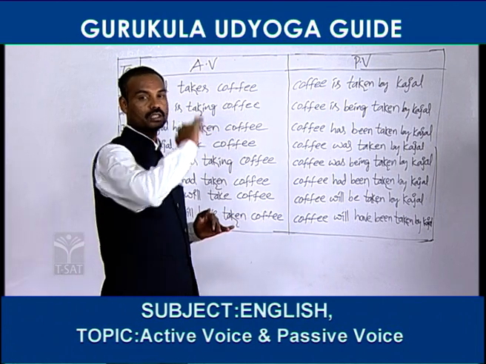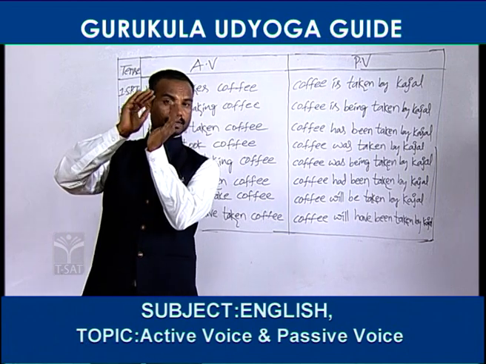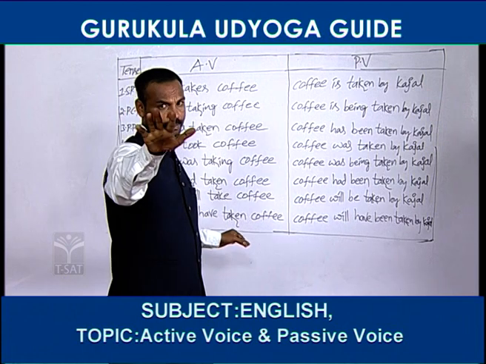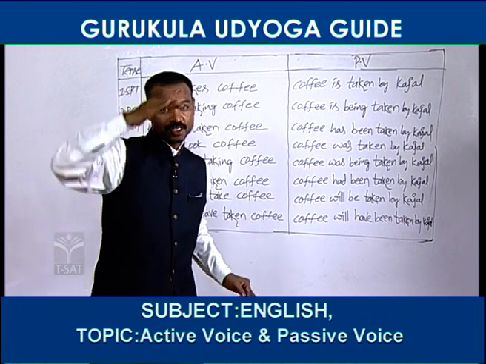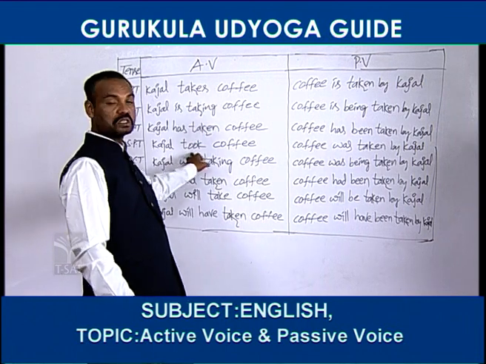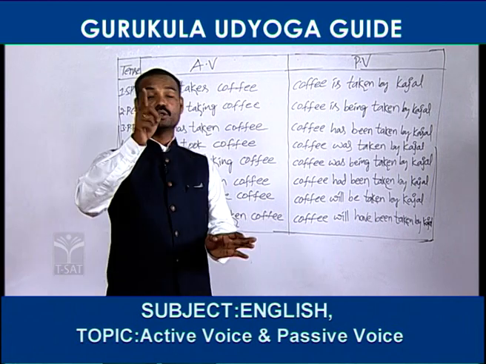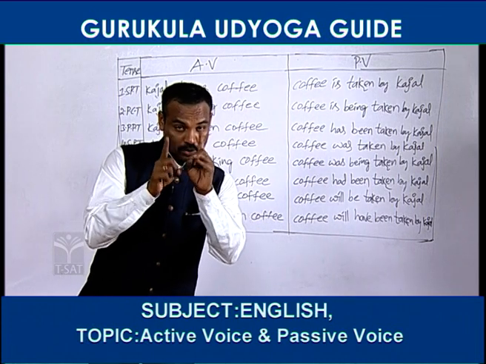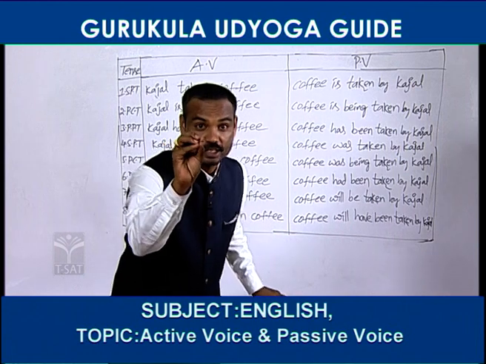Now we are going to change this into passive voice. Passive voice should always start with the object. Coffee is the object. What next? Helping verb or be form. What I told you, friends, sometimes helping verbs are given in the active voice. There is no helping verb in this given active voice. Whenever they don't give the helping verb, I have told you one technique, no? Whenever they don't give the helping verb in the given active voice, you should meet the verb.